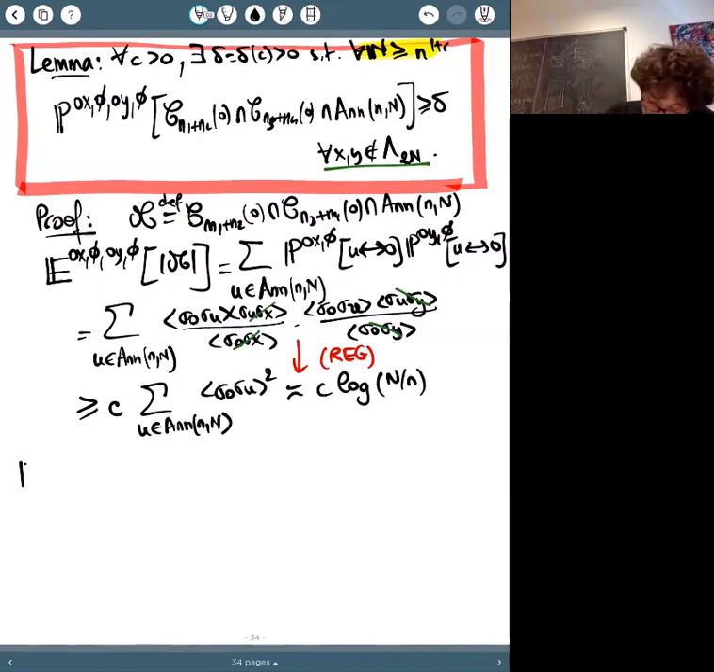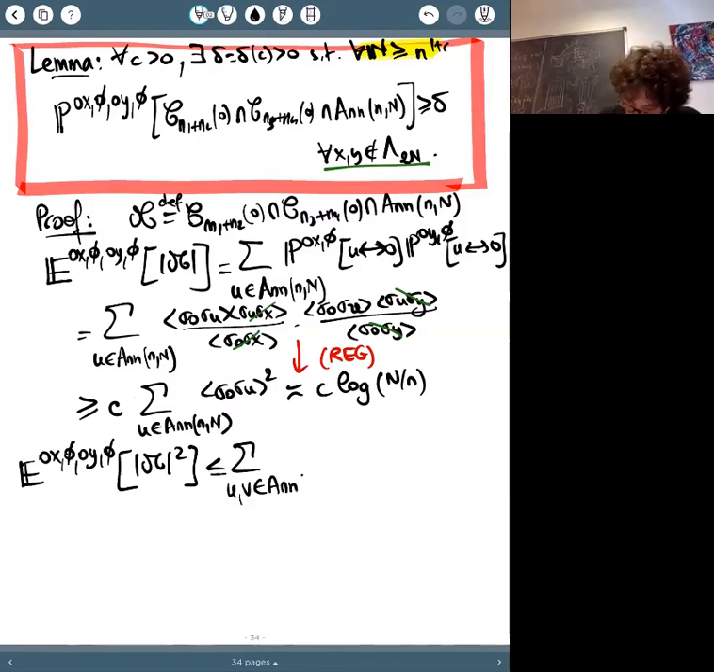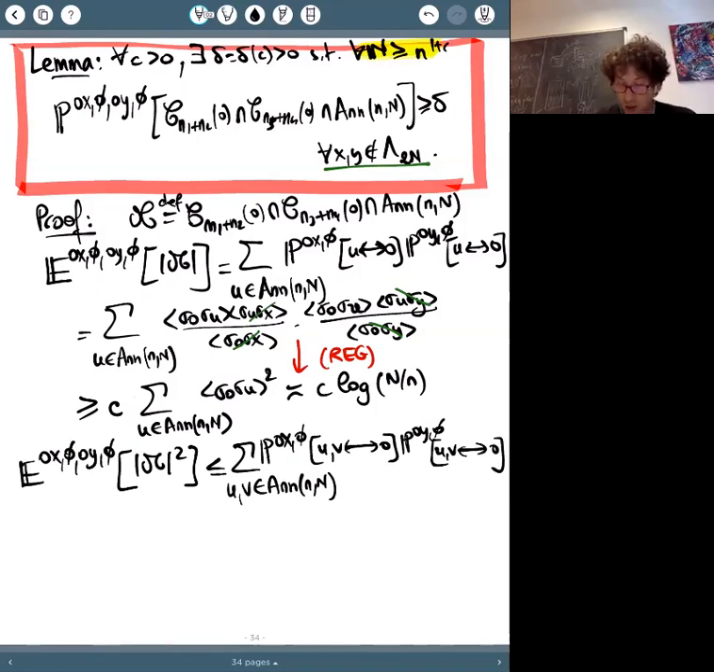Now, I need to bound the second moment from above. So from above, I end up with something very similar where I'm going to have U and V this time. And here, I'm going to have U and V are connected to 0. And same thing with the second measure, U and V connected to 0. Right? That's what you are going to end up when you compute the second moment. By the way, it's an equality at this stage.